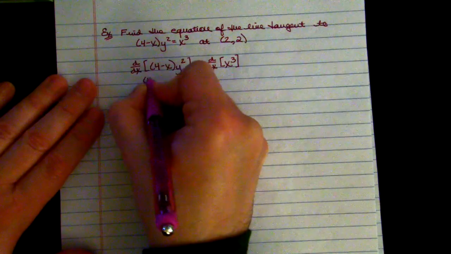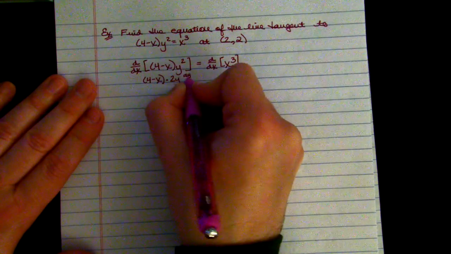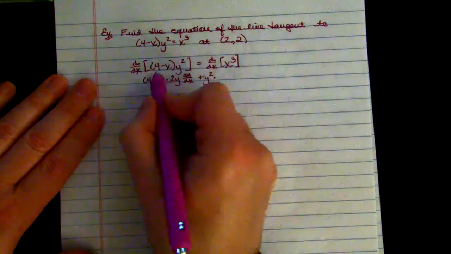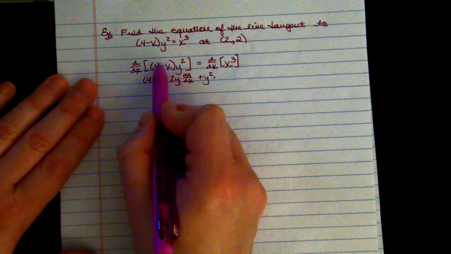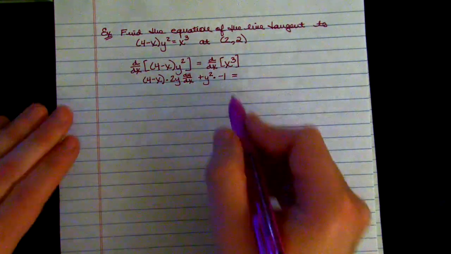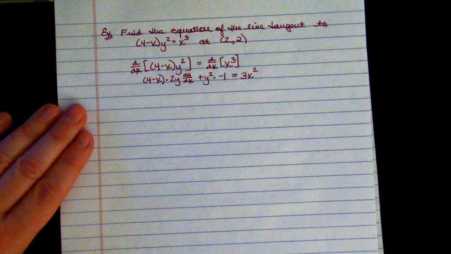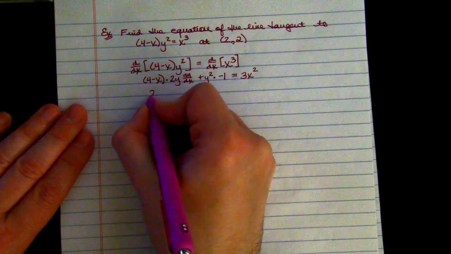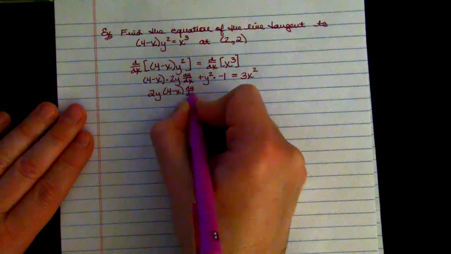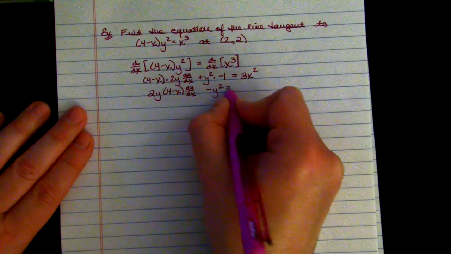First, 4 minus x times derivative of the second, 2y dy/dx, plus second, y squared, times derivative of 4 minus x. Well, derivative of 4 is 0, derivative of negative x is negative 1, equals, well, the other side should be easy, derivative of x cubed is 3x squared. To clean this up, I'm going to say 2y times (4 minus x). I'm not going to bother distributing. Doesn't really matter. 2y times (4 minus x) dy/dx minus y squared equals 3x squared.